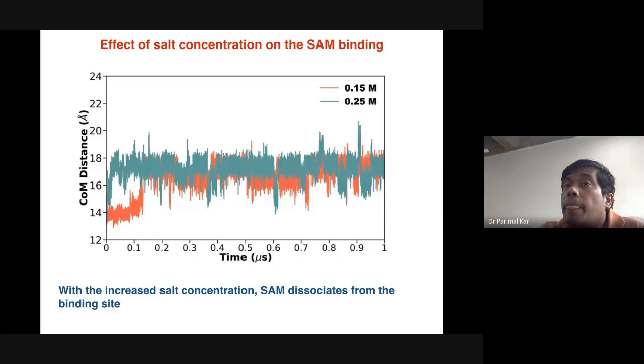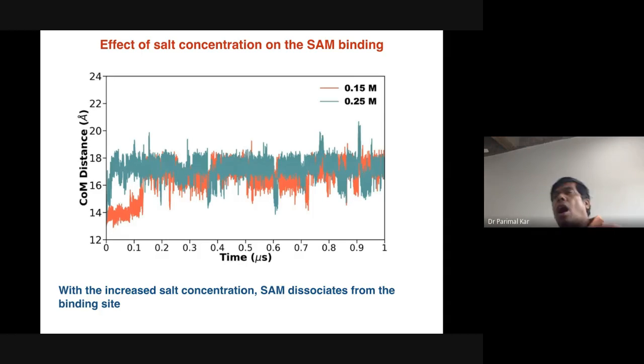Now, what is the effect of salt concentration on the binding? Here also, as I told you, for stronger binding the center of mass distance should be less than 14 angstrom. But here you see that initially I started from the bound position, so that's why it is within 14. But with simulation time, it quickly reaches a value of 18 angstrom. So the binding is significantly impaired. Still it is on the surface, but it's not strongly bound.